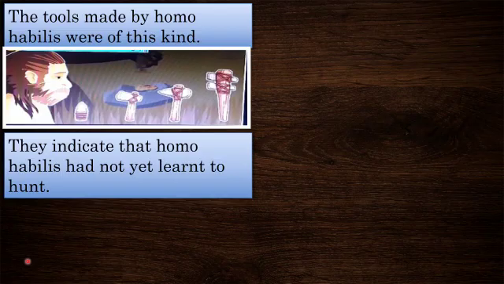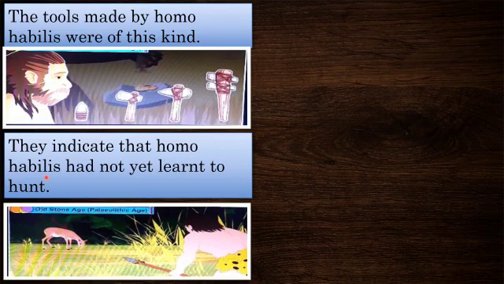The tools indicate that Homo habilis had not yet learned to hunt. Now children, to hunt any animal, it is very important to have a sharp edge. Whereas in Homo habilis, the tools were not sharp.